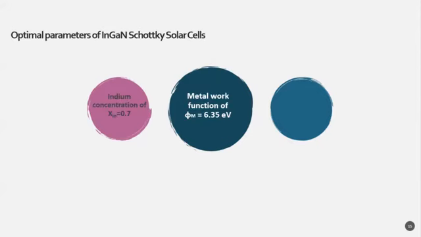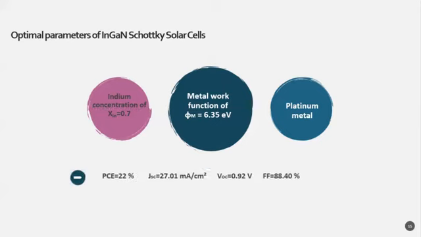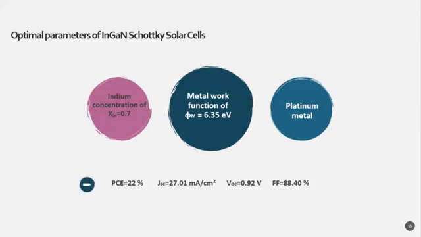Finally, we have obtained an important efficiency of 22% for the optimal indium molar fraction of 0.7 and platinum metal work function of 6.35 electron volts.